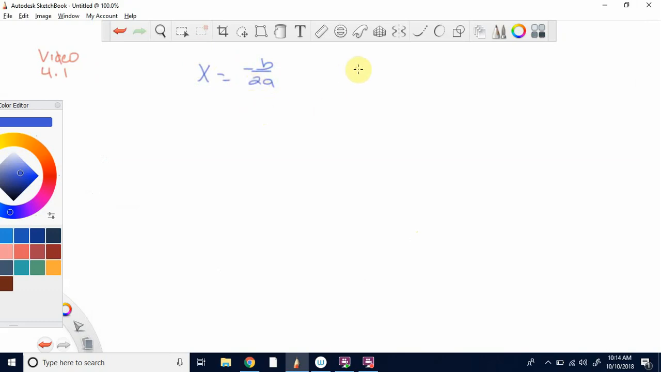So we're going to say a is negative 4, b is 12, and c is 18. So I'm going to have negative 12 over 2 times negative 4. So the negatives cancel out to positive. This is 1, this is 3. So we get 1.5.